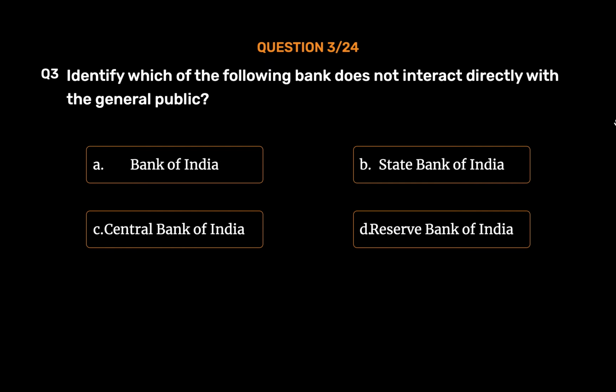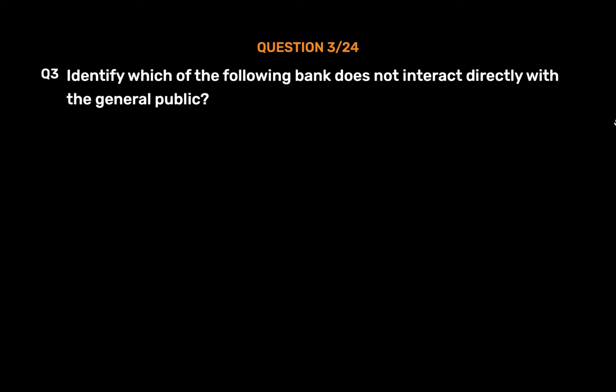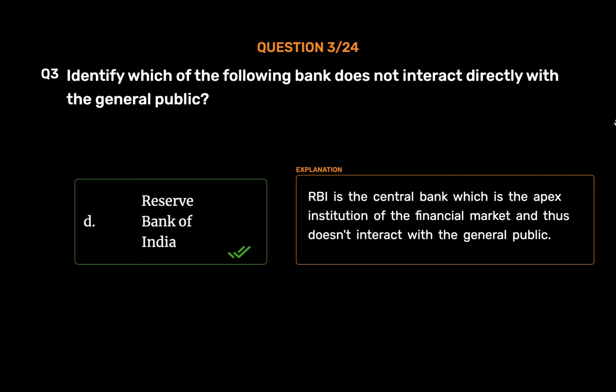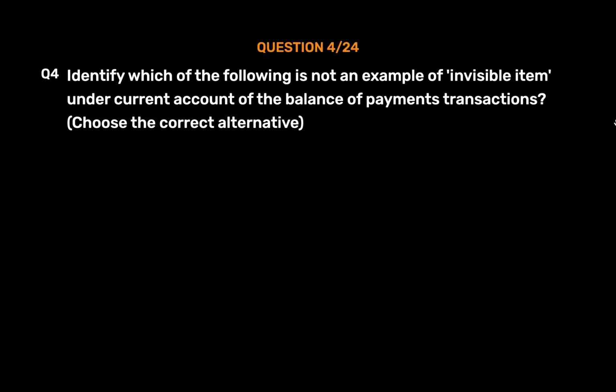The correct answer is Option D. Reserve Bank of India. RBI is the central bank which is the apex institution of the financial market and thus doesn't interact with the general public. Question number 4. Identify which of the following is not an example of invisible item under current account of the balance of payments transactions. Choose the correct alternative.